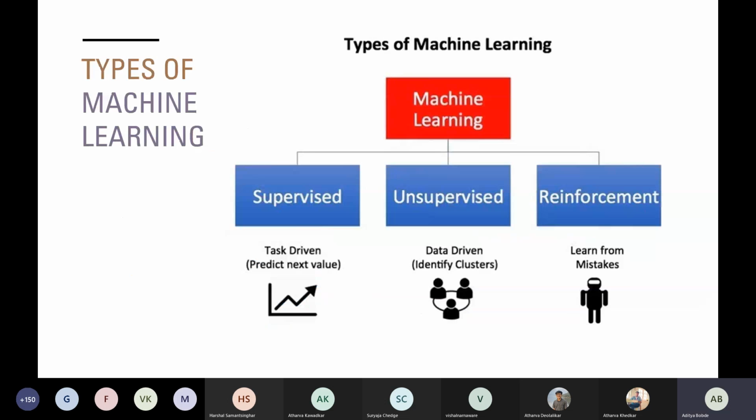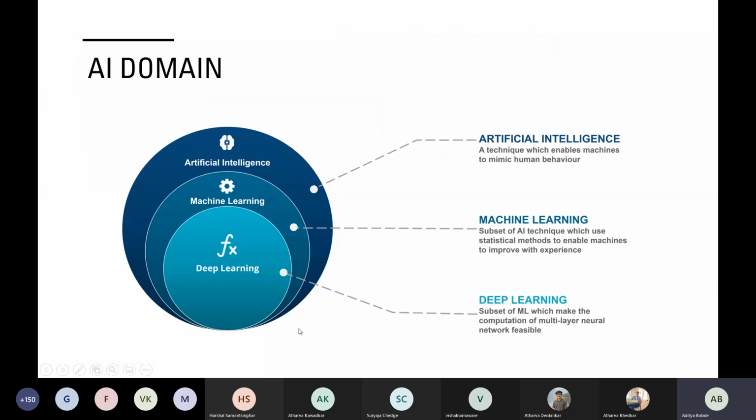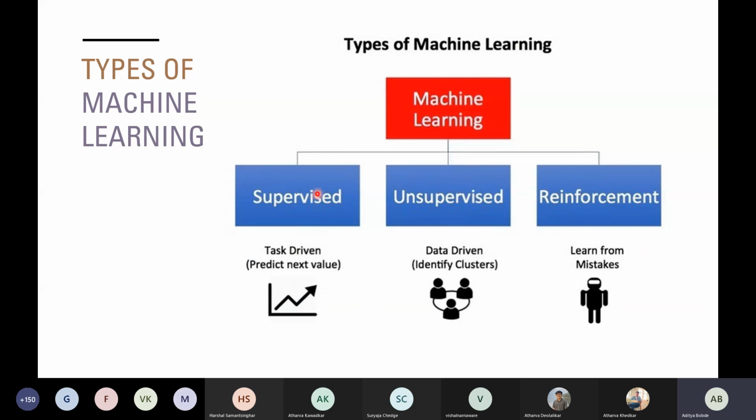Okay, so moving on to the types of machine learning. So now we will be focusing on the machine learning part. Deep learning, we will be covering later onwards if you want this series. So we have three types of machine learning broadly classified. The first one is called supervised learning, the second one is unsupervised, and the third one is called reinforcement learning. Why is the first one called task-driven machine learning?